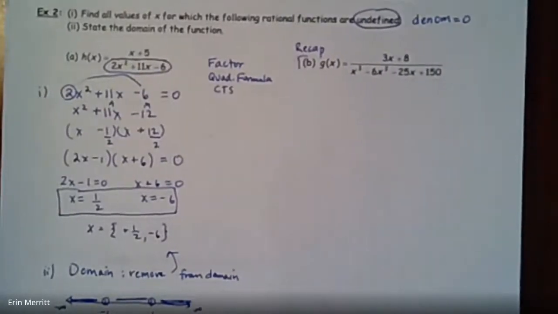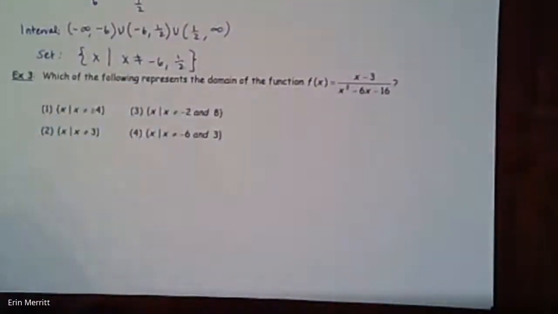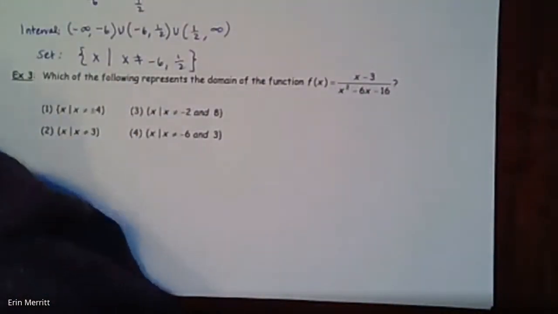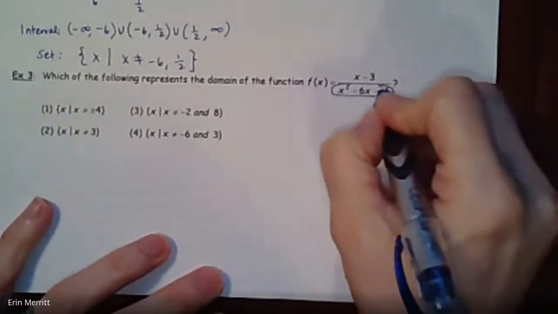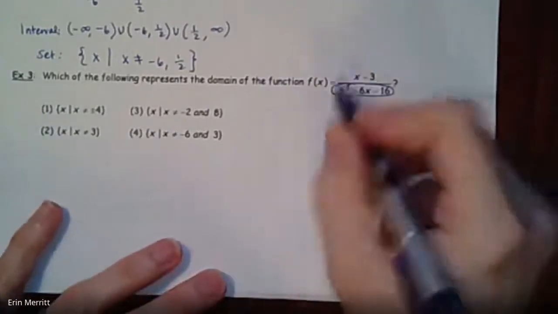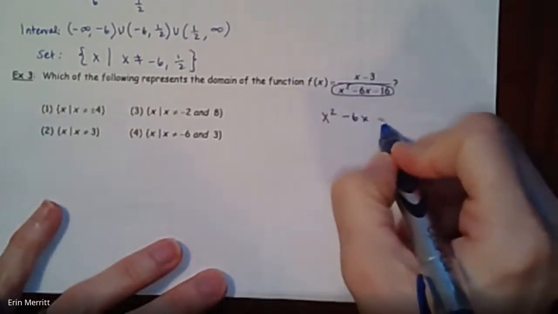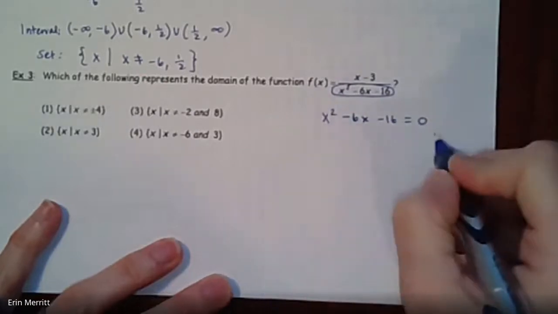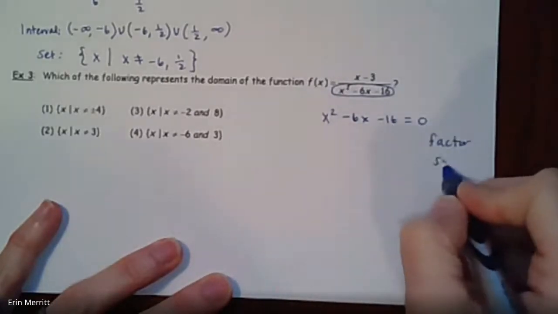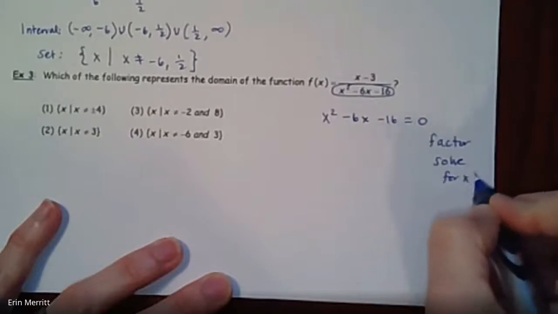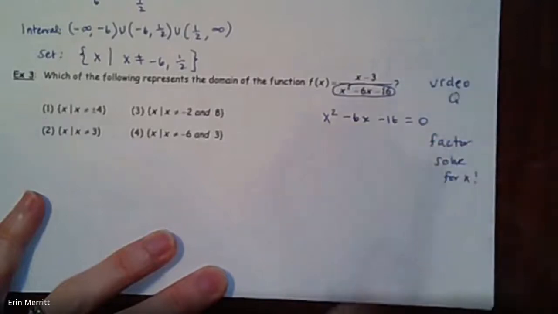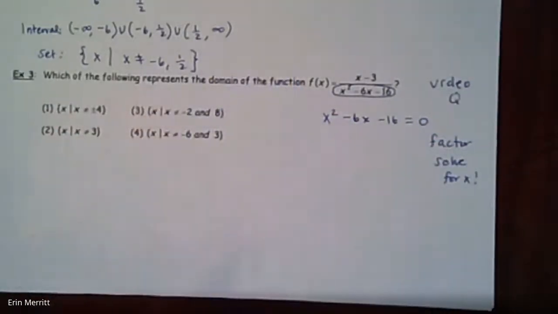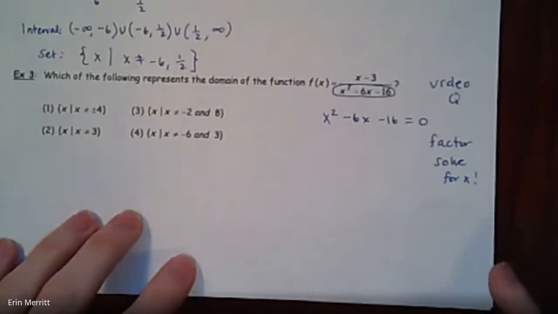All right, if we slide on down, when it says, for example, 3, which of the following represents the domain here? Well, then at this point, hopefully we know what to do. Ignore the numerator, take the denominator, get going. So set this guy equal to 0, factor, and solve for x. So this is going to be your video question right here. I want to know what answer did you come out with? And of course, we'll talk about it in class as well.